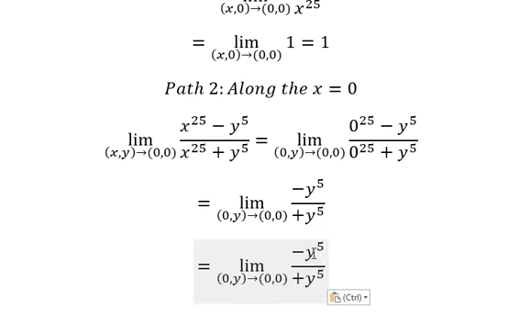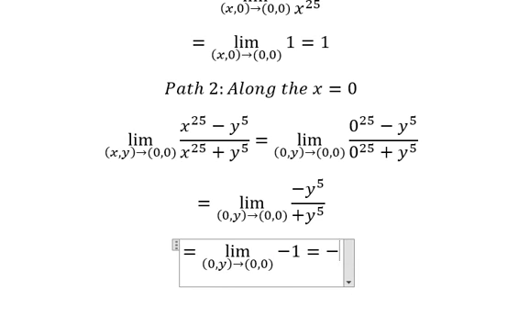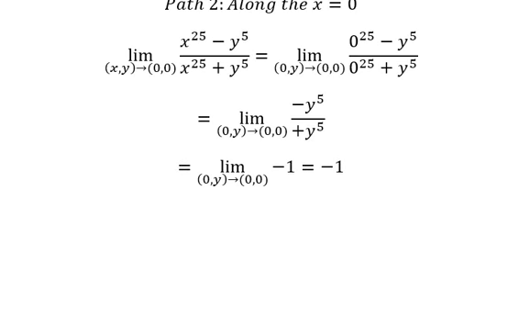So this one divided by this one, we have negative 1. And this one equals negative 1. We see that this one and this one are not the same. So because they are different, we can say that the limit does not exist.